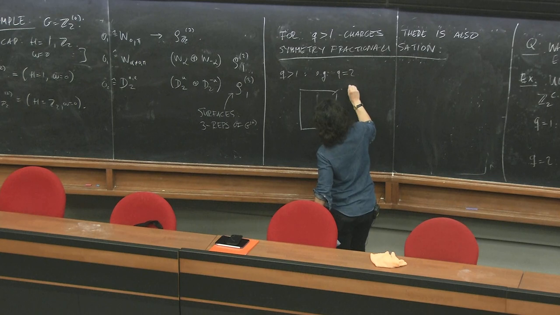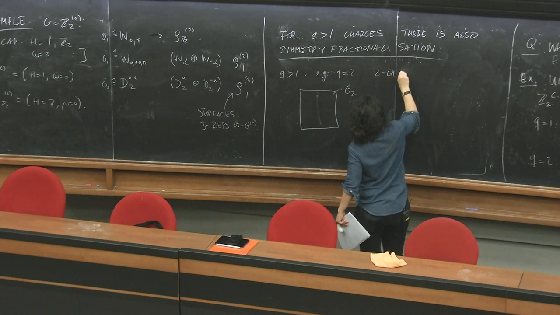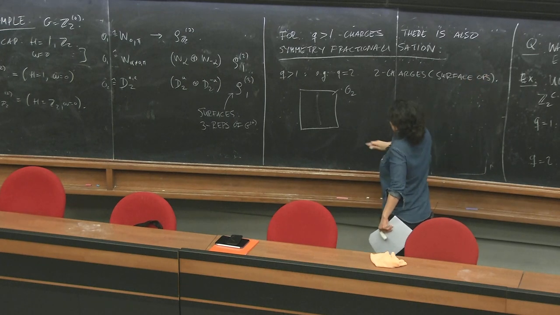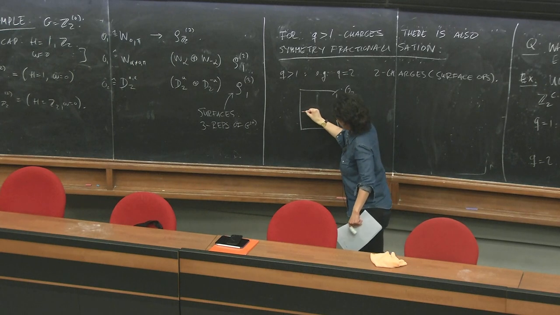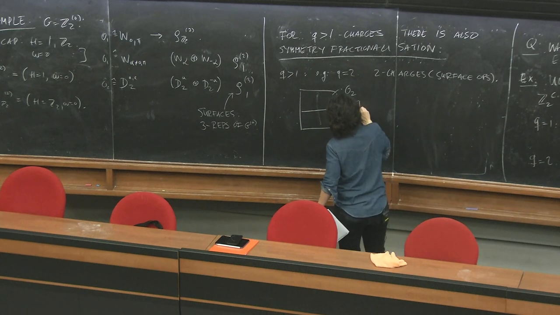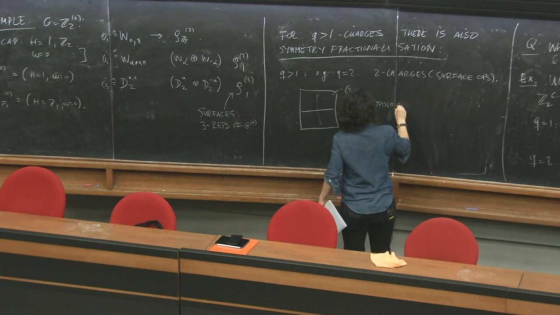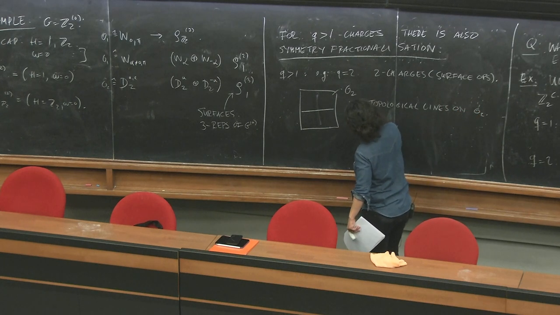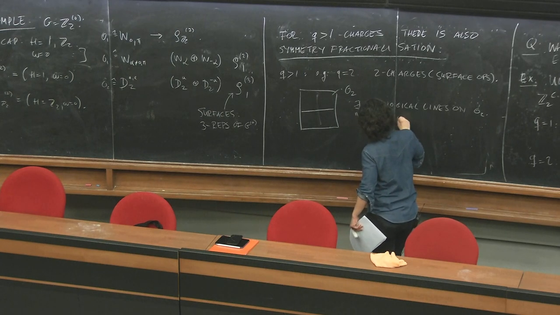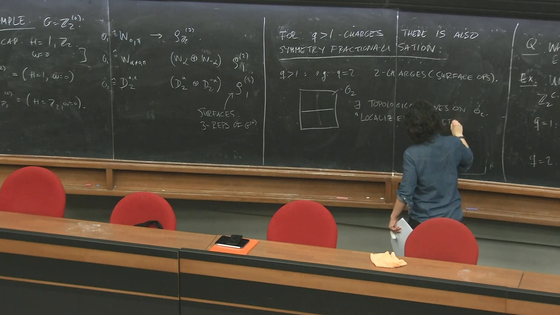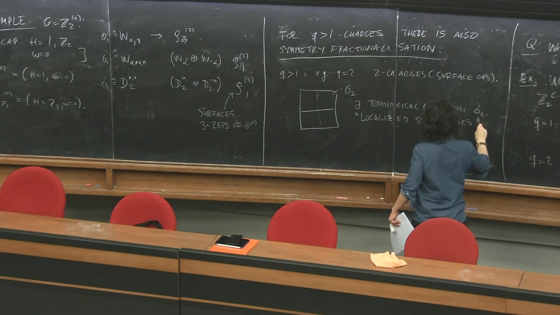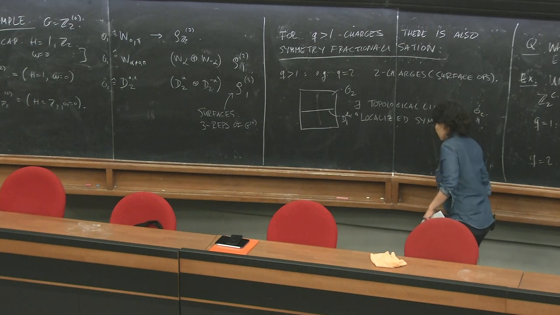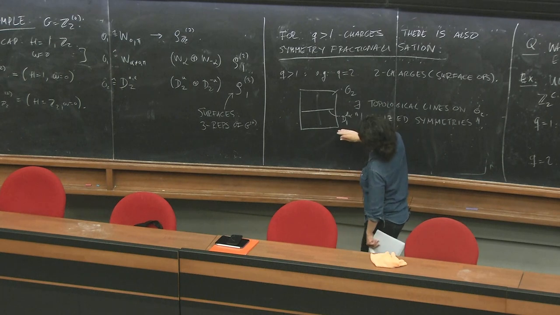Let me draw it like this. So this is, say, our O2. We're looking at two charges, the surface operators. For such things, I can have a non-trivial line on the surface already. So they can exist already, topological lines, on O2. And these are what I would call localized symmetries. So this is a D1, and I'll call it localized because it's living on that surface operator. And we have a theory that is maybe a three-dimensional theory and extends out in here. But this actually is localized on this.